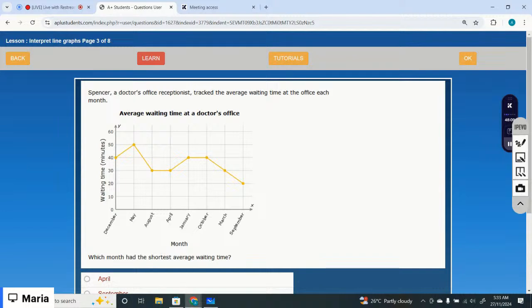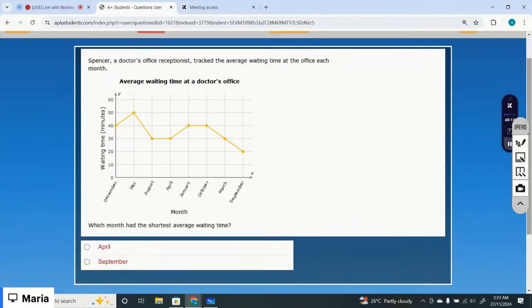Spencer, a doctor's office receptionist, tracked the average waiting time at the office each month. Which month had the shortest average waiting time? So, which is the correct option? That is September. The correct option is September.